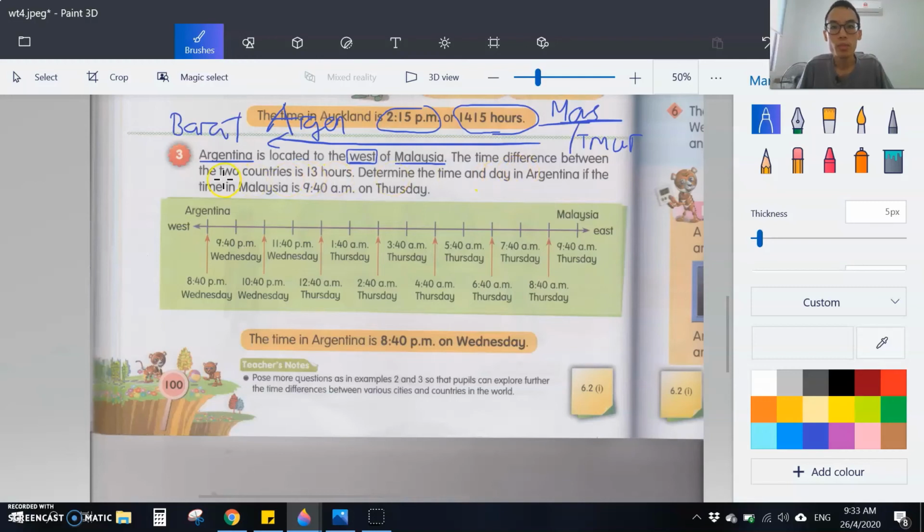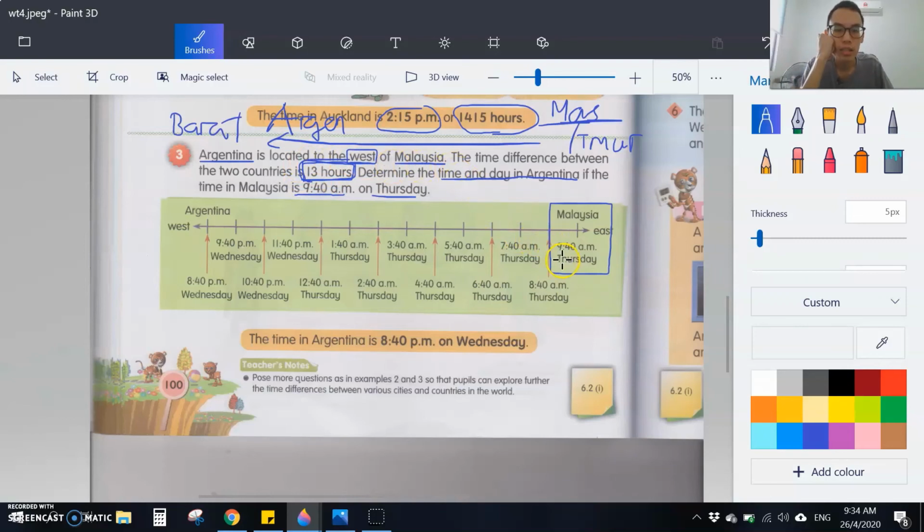The time difference between the two countries is 13 hours. Okay, so masa waktu berlainan ialah 13 jam. Determine the time and day in Argentina if the time in Malaysia is 9:40 AM on Thursday. So ini waktu Malaysia sekarang 9:40 pagi hari Khamis. So kita kena tolak 13 jam. Sebab Argentina dia lebih lewat daripada Malaysia, so kita tolak 13 jam.